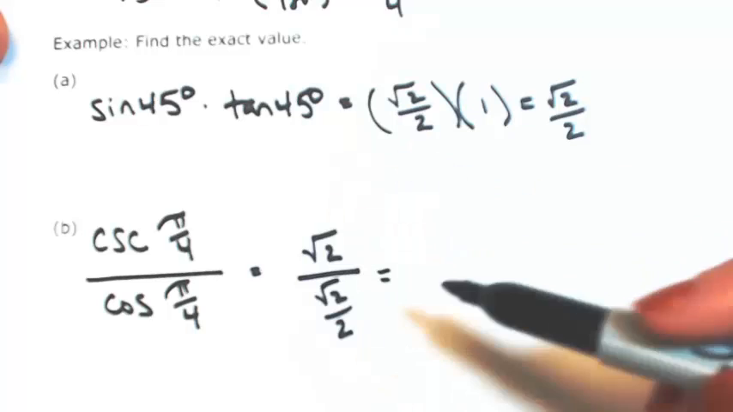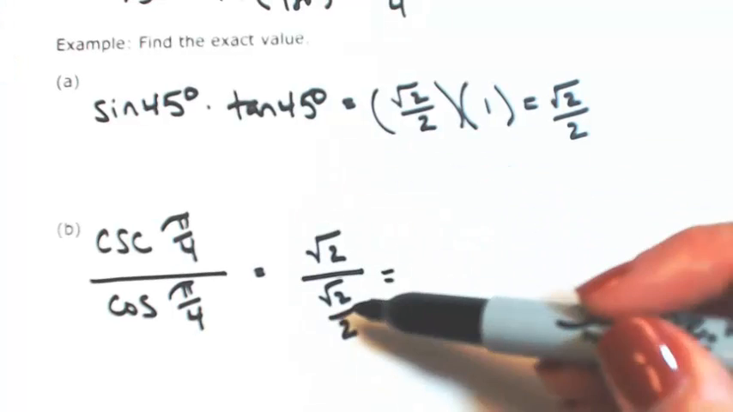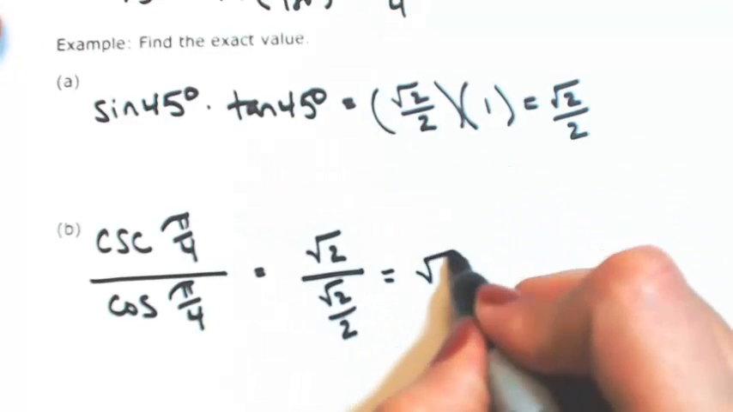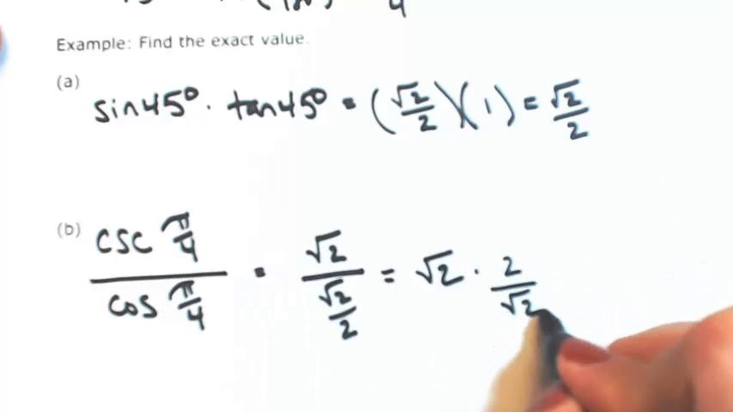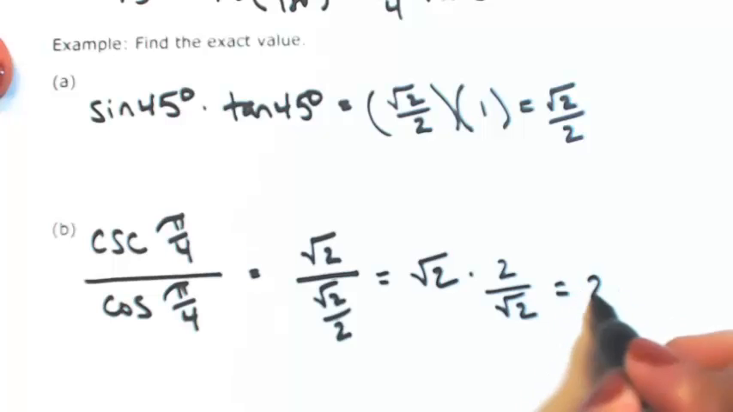It's kind of a weird looking fraction. This is actually called complex because I have a fraction within a fraction. So let me change this over into multiplication by the reciprocal of the bottom. So the square root of 2's cancel. This is actually just 2.